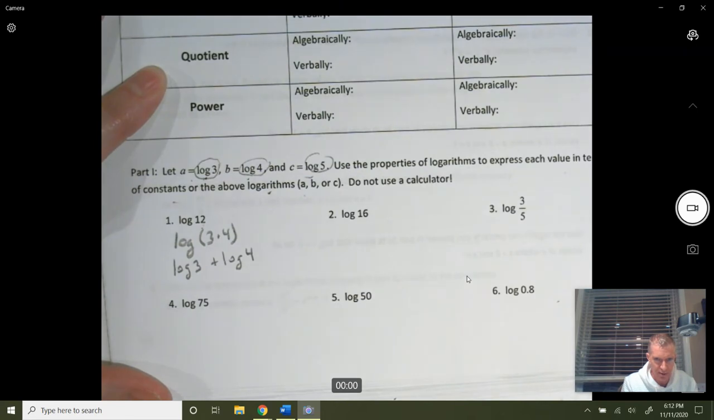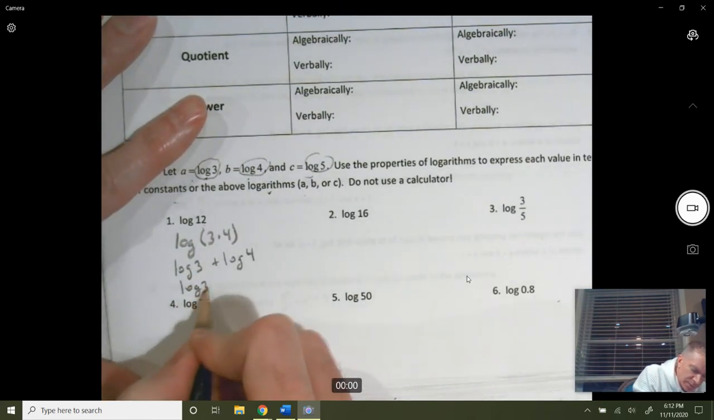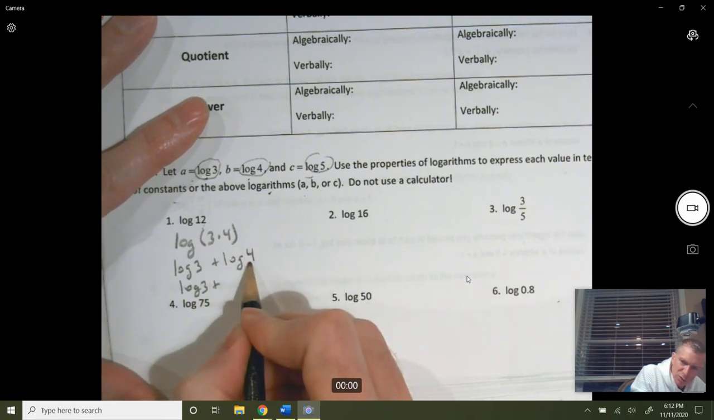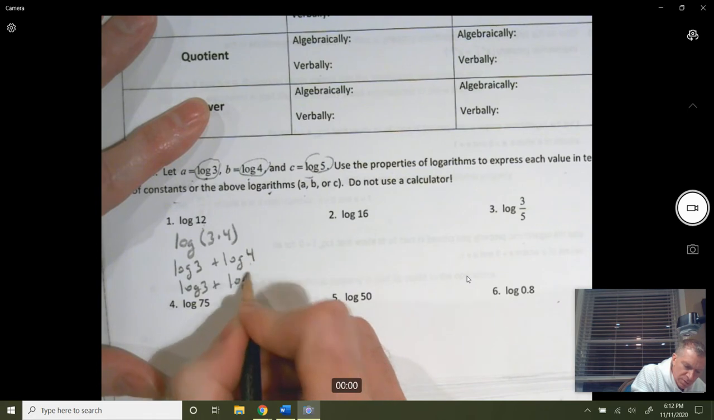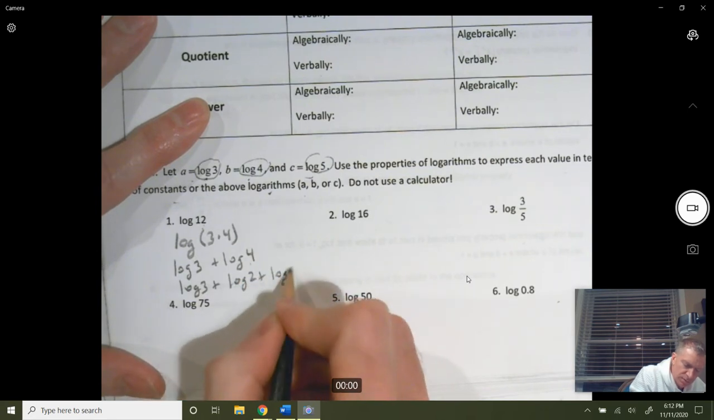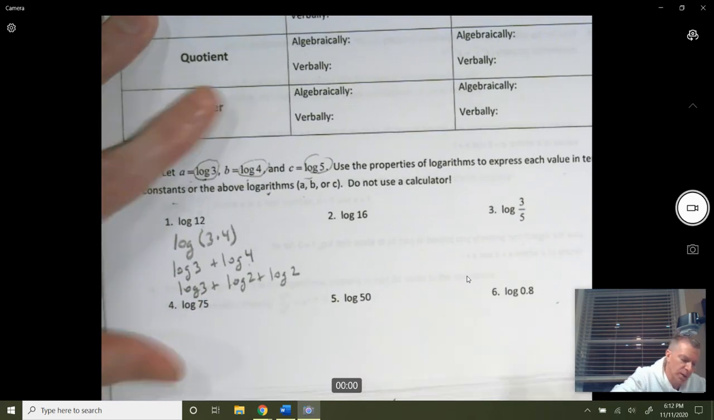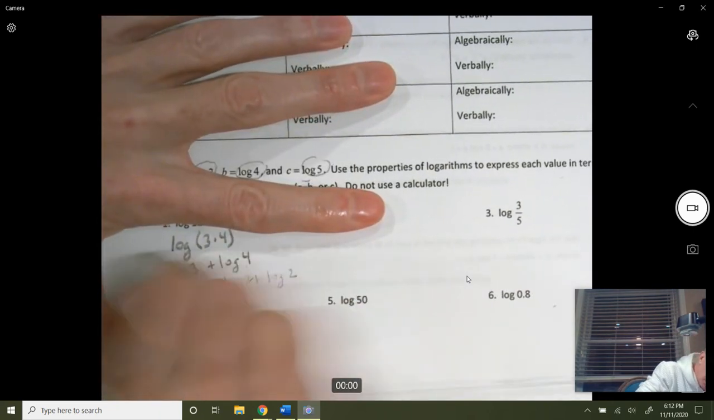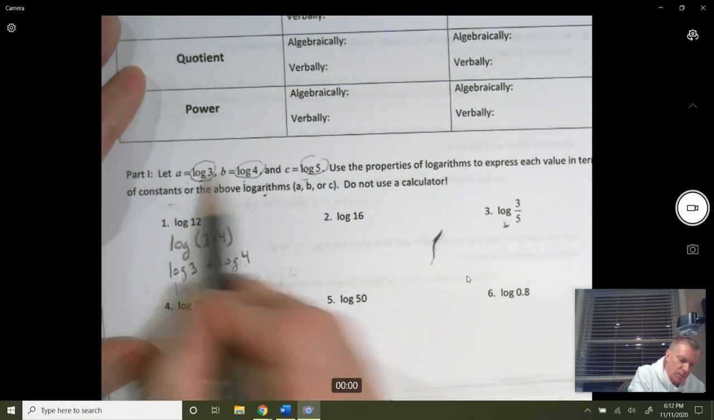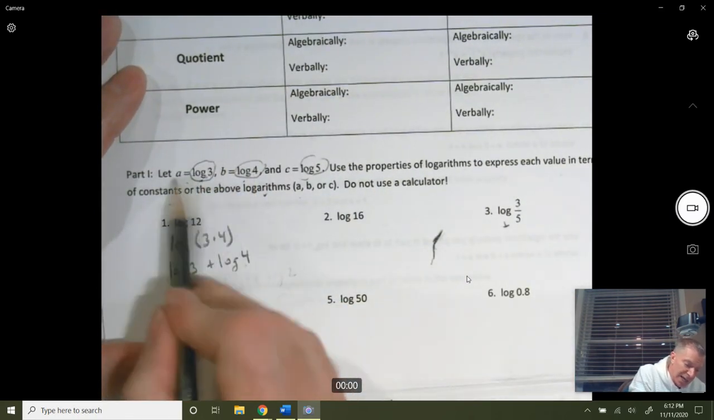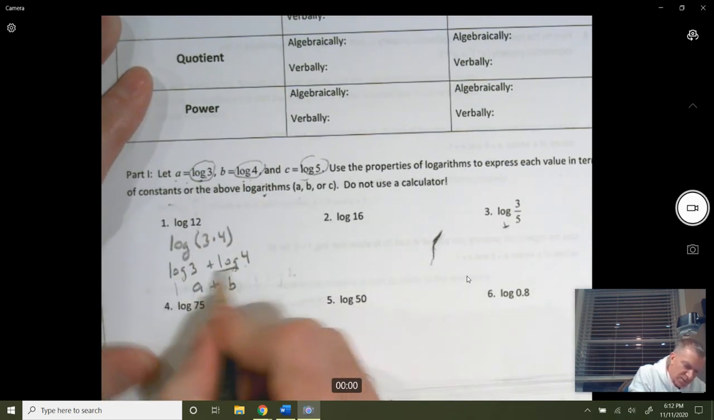I'm sorry, expand, not condense. And that breaks down even further, log of 3 plus, well, 4 is just log of 2 times 2. So we can break that down into log of 2 plus log of 2. Okay, we've broken it down into, oh, we don't even want to go that far. Sorry. Log of 3 and log of 4. We're just breaking it down to log 3 and log 4. So log 3, well, that's A, plus log 4, that's B, and we're done. That's as far as we have to go.